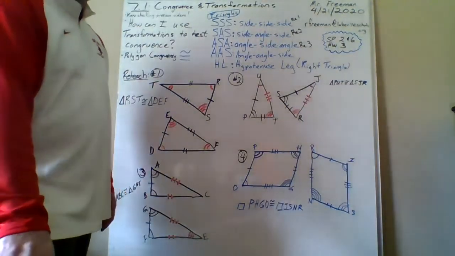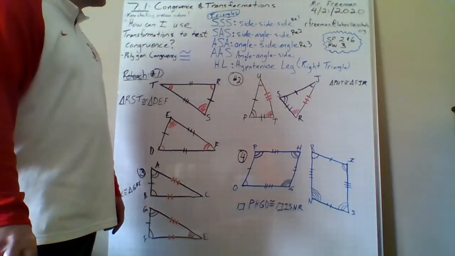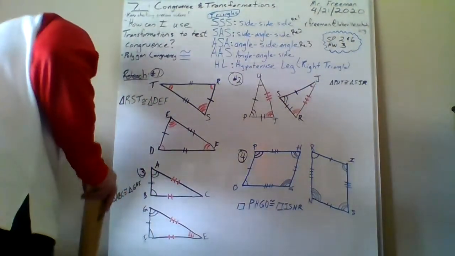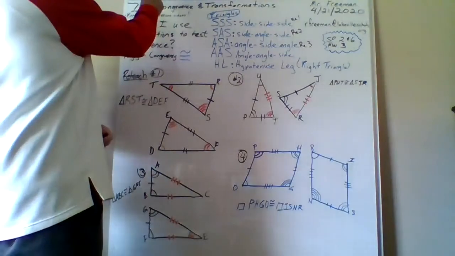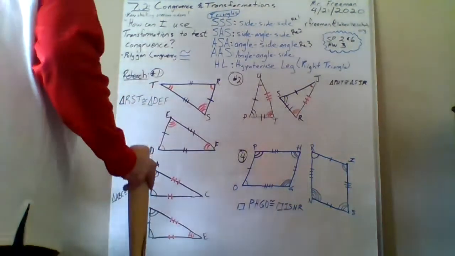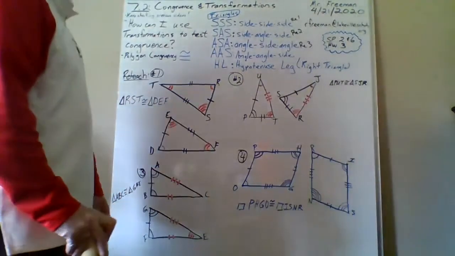How's it going? It's video 11, and we're going to talk about 7.2 today. And I noticed right away that I forgot to change it to 7.2. But we're talking about congruence and transformation still. So we're taking chapter 6 and still merging it with chapter 7.